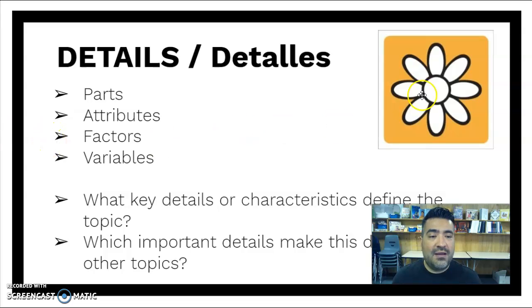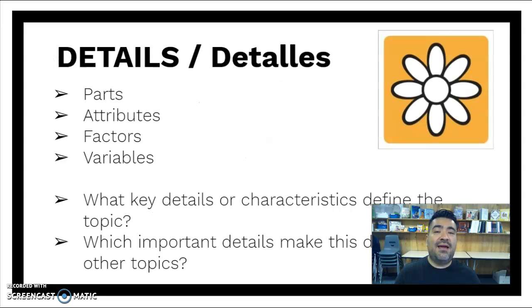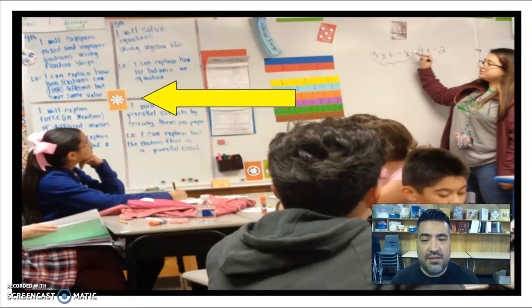So the icon is just like a flower, and in the previous video I said that these are visual representations of what I want the students to think. So when I hold the flower icon, I want them to focus on the details. For example, the teachers that use this icon put the details icon right there because these are the details of the day. Those are their objectives. So that's what they're going to be focused on.